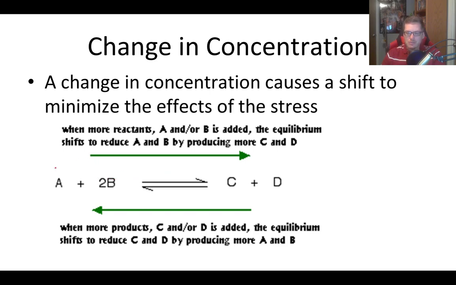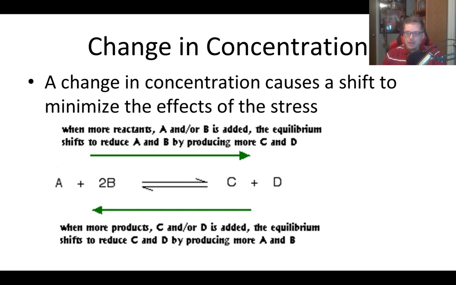So if we have this reaction here, A plus 2B is in equilibrium with C plus D. All right, this is our equilibrium. So we're at equilibrium. A and 2B are reacting together to form C and D, and then C and D are reacting together to form A and 2B. All right, and so we've got this reaction. We're at equilibrium. The rates are equal to one another.